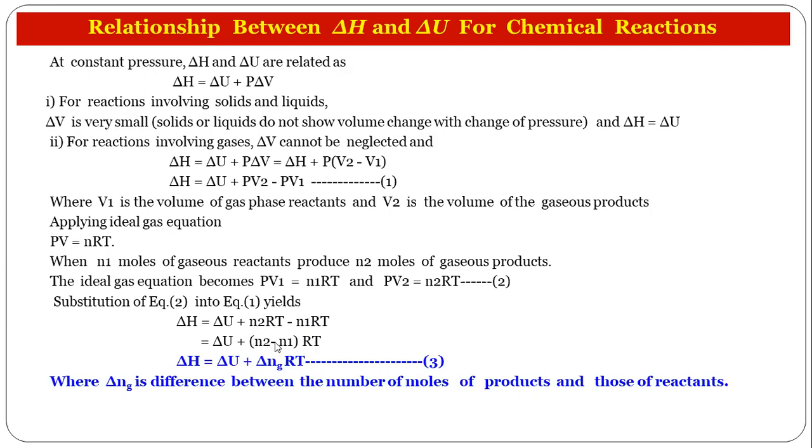N2 minus N1, this is the change in number of moles, that is delta N. R is the gas constant and T is the temperature. So this equation becomes delta H equals delta U plus delta Ng RT, where delta Ng is the difference between the number of moles of the products and those of the reactants. Here N1 is the reactants and N2 is the products, and delta N is the change in the number of moles of products and reactants.